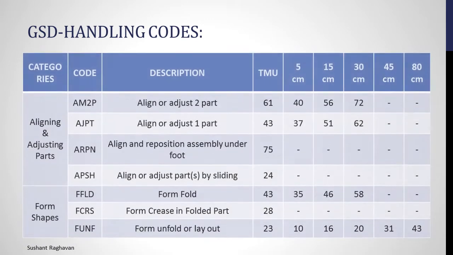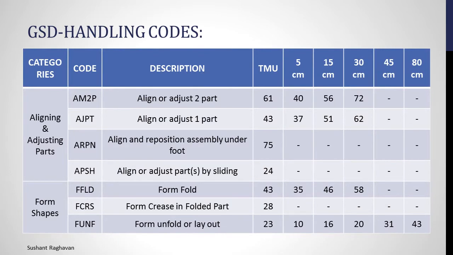GSD handling codes. Aligning and adjusting parts. EM2P, align or adjust two parts, TMU 61. AJPT, align or adjust one part, TMU 43. ARPN, align and reposition assembly underfoot, TMU 75. APSH, align or adjust parts by sliding, TMU 24. Form shapes. FFLD, form fold, TMU 43. FCRS, form crease in folded part, TMU 28. FUNF, form unfold or layout, TMU 23.